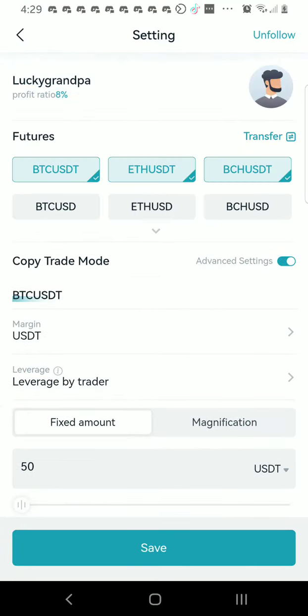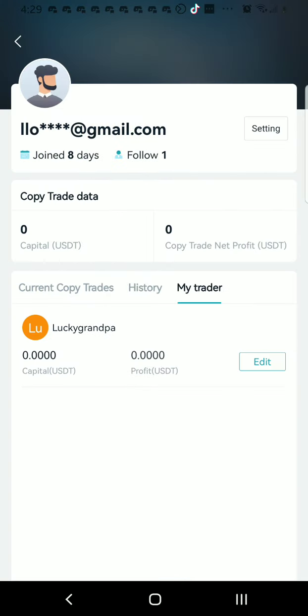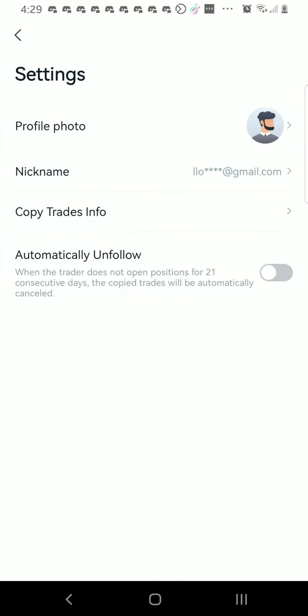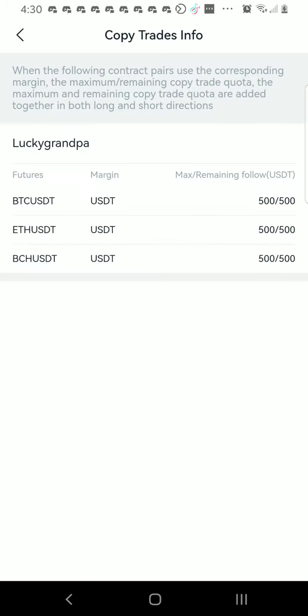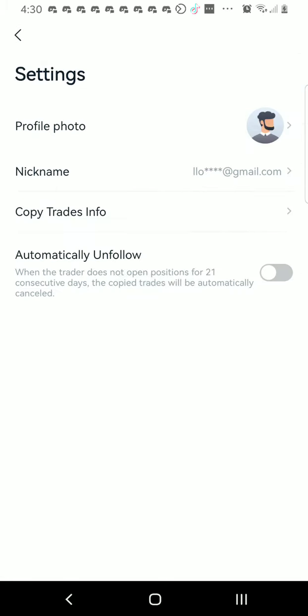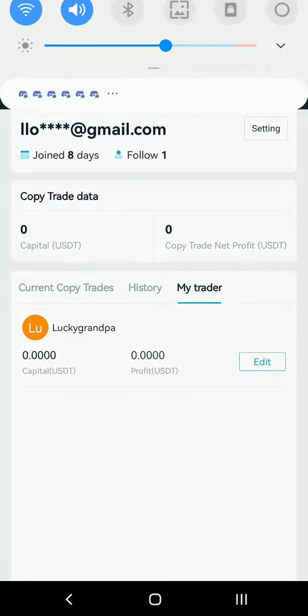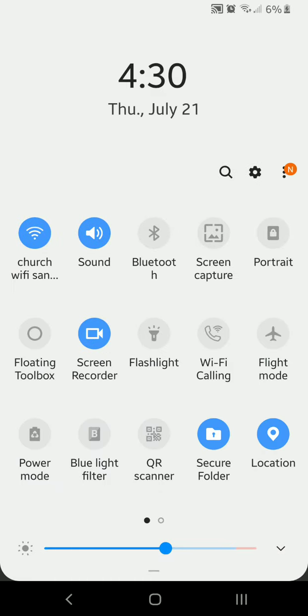You can observe how much your capital in profit, copy trade net profit. Your settings: when the trader does not open a position for 21 consecutive days, the copied trades will be automatically cancelled. Copy trader's info, you can see here up to 500 only. Okay, let's save it and we'll send it in our Discord.